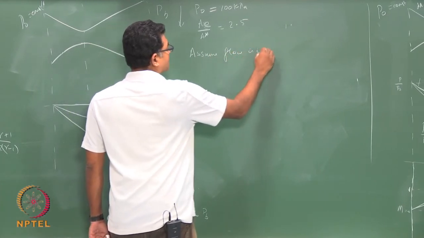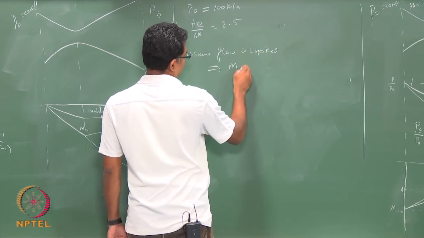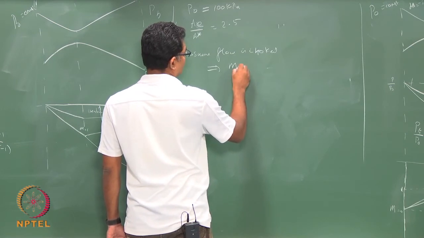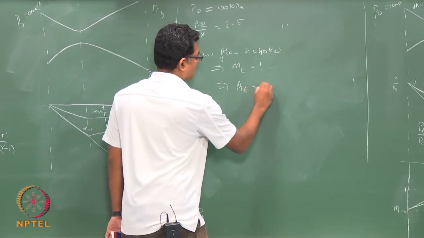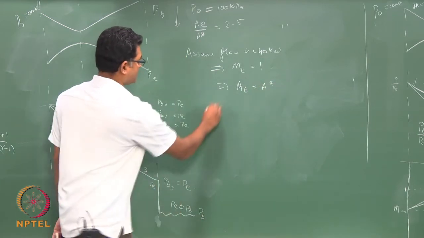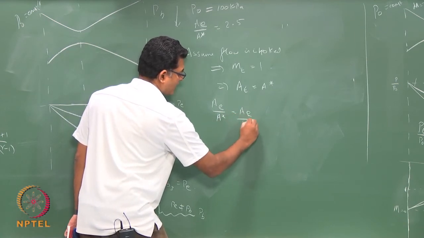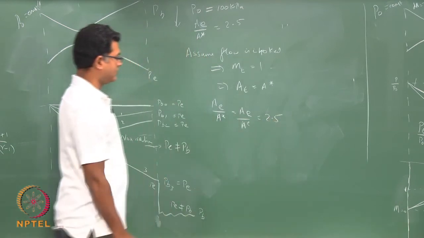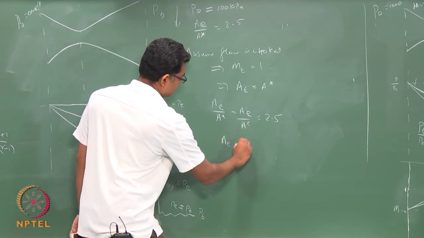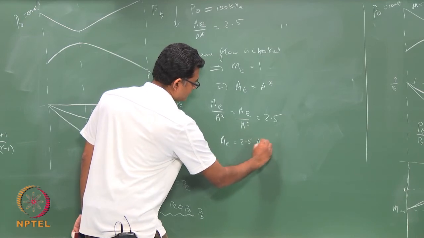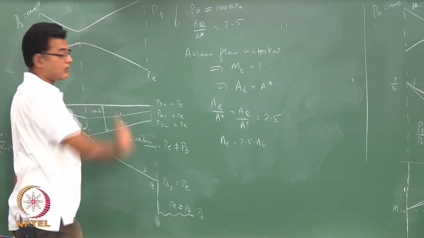Assume flow is choked, meaning Mach number M at the throat is 1, my A throat equals A star. So, my area ratio AE by A throat equals 2.5, which means my area A exit is 2.5 times of what you have at the throat.